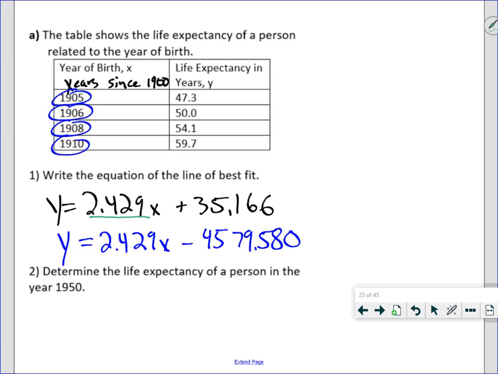Now, the slope, when you do these kind of problems, means the rate of change. So that means for every year later you were born, your life expectancy was going up 2 years. This 35 years is the life expectancy in the year 1900. The other one is the life expectancy in the year 0. I don't think anybody's going to be negative 4,579 years old. The real reason that this is a problem is that if you only went to 1 decimal place, this number is going to be so large it's going to completely screw up your prediction in number 2.